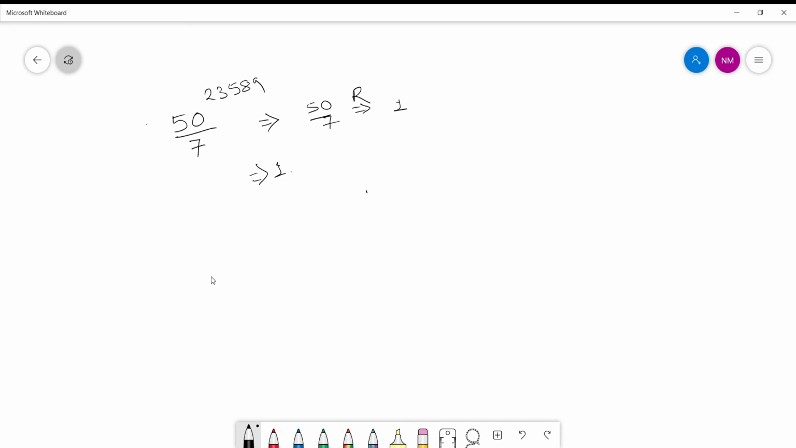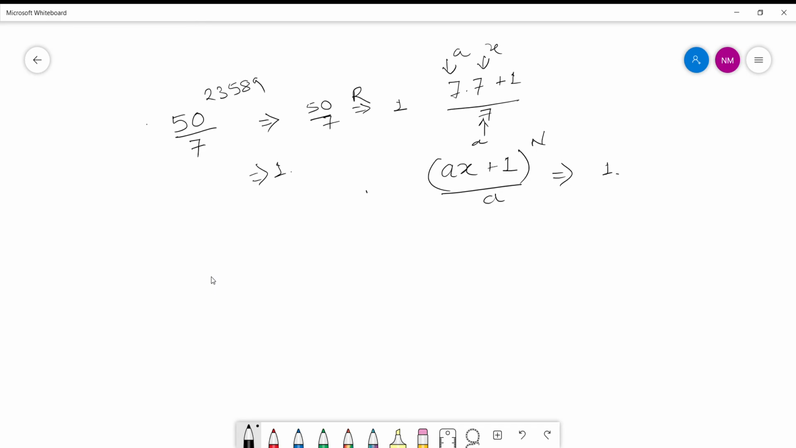So as I was discussing about some of the formulas that you can apply, this is one of the formulas: if you can represent your dividend in a form of this, your remainder is always going to be 1, right? So in our case a is 7, so we can represent our number as 7 into 7 plus 1 by 7. So this is my a, this is my x, right? This is my a. So any number that can be expressed as this one, you directly know that my remainder is going to be 1.